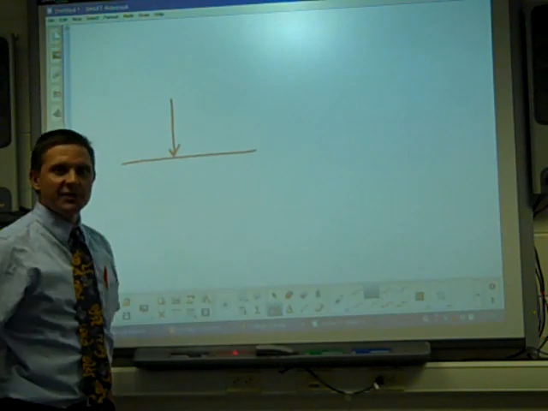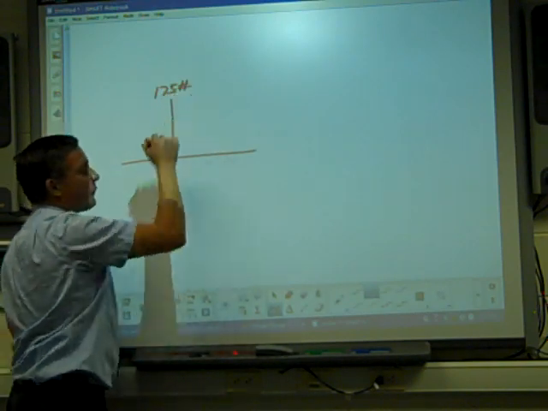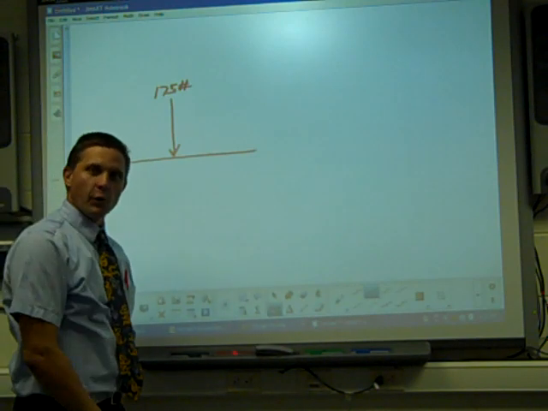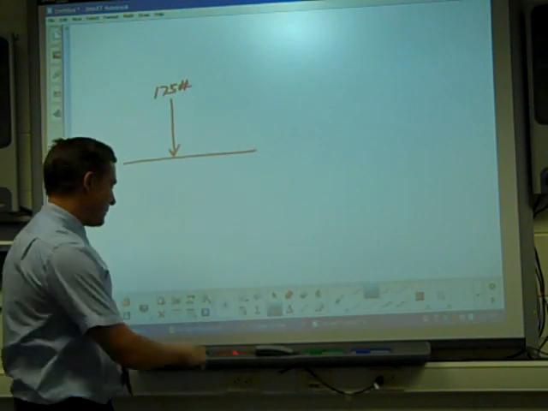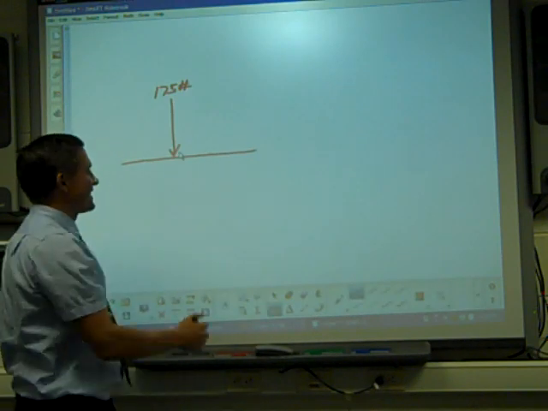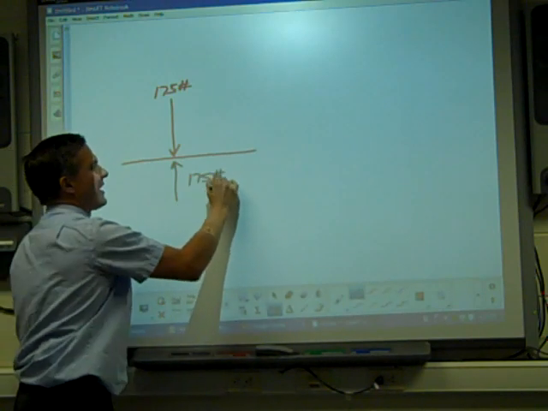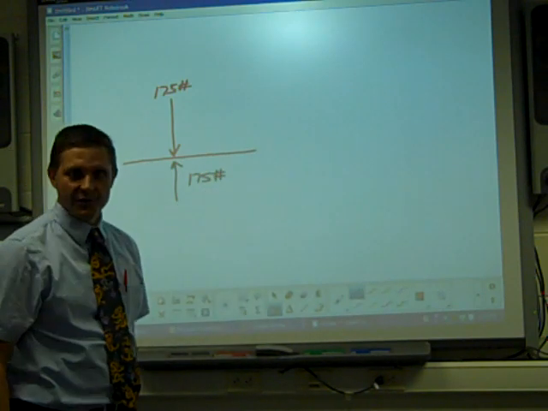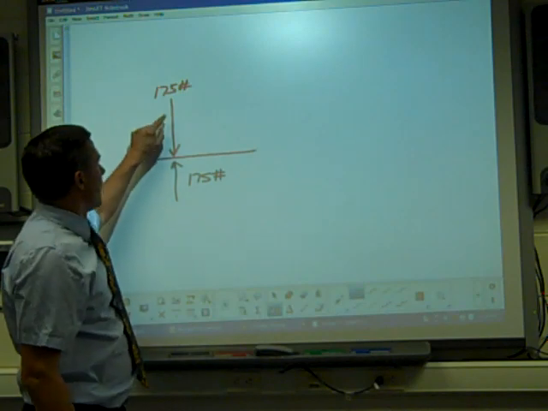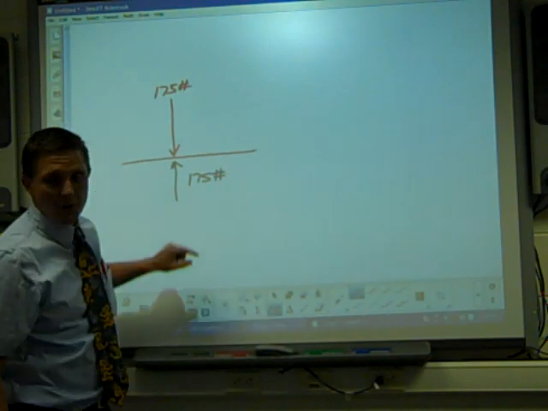At the moment, I'm standing on the floor, and 175 pounds of force is acting directly on the floor, my weight. At the same time, that's a resultant force, that's the whole force down. At the same time, there's an equilibrium force of 175 pounds acting in the equal and opposite direction. A vector always has a magnitude, the number, and a direction.